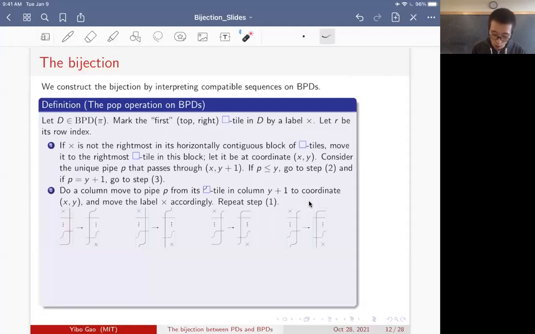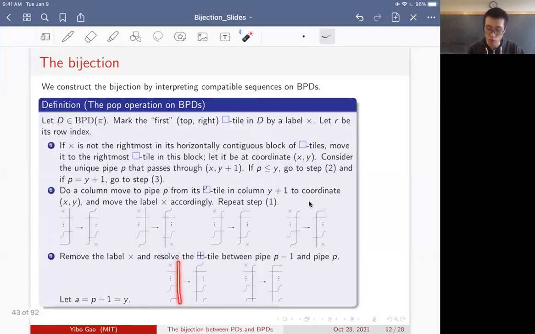Then we can do a column move to this pipe using this labeled blank tile, so that this pipe goes through this blank tile at the position of the cross, and then we move the cross down like this. You can see some of the pipes in the middle need to be adjusted accordingly, but that's just a very easy procedure. Now this blank tile may not be the rightmost in this horizontally contiguous block of blank tiles, so we need to move this cross all the way to the right until we cannot move it anymore. And then we repeat the first step. Hopefully that makes sense.